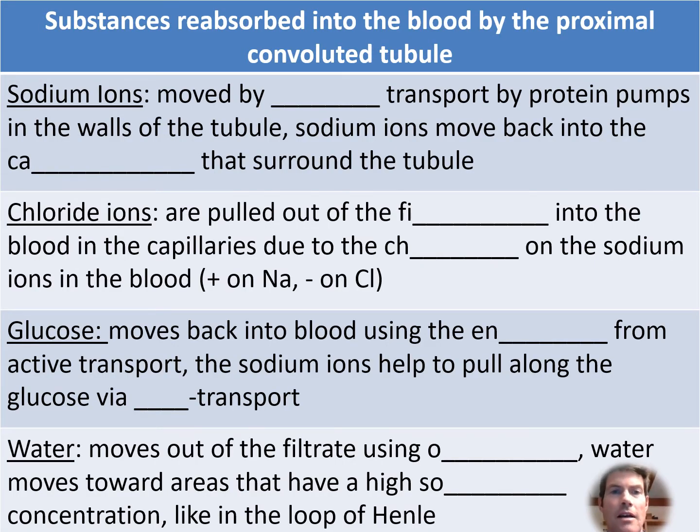All right, so check it out. This is what we got in this proximal convoluted tubule. Sodium ions need to move by active transport. So if you see a protein pump, that's active. It's definitely using ATP. And then move back into the capillaries that surround the tubule. You have a lot of blood vessels, capillaries surrounding these tubules that are ready to reabsorb all these very important molecules.